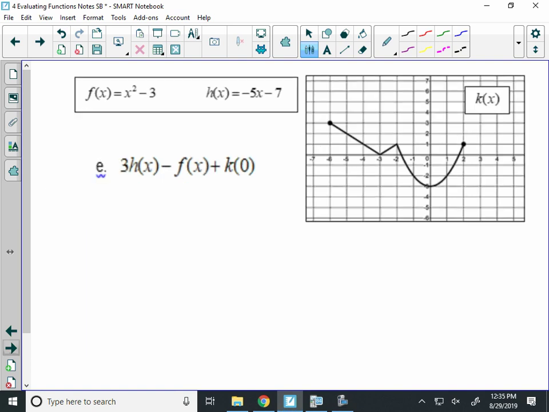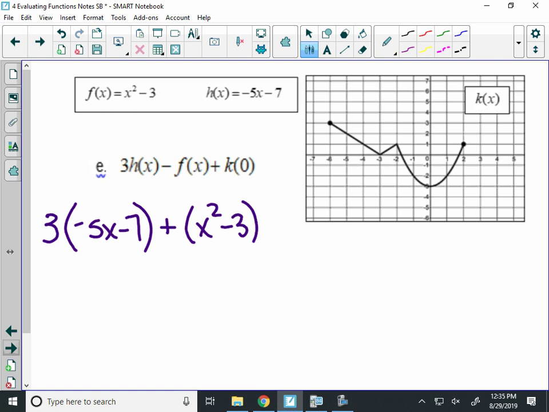Last one. We got all three functions. So we're going to take 3 times h of x. So we'll write it down there. Plus f of x. So plus x squared minus 3. And then, oh no, minus. I'm sorry, I made a mistake. Minus x squared minus 3. And then plus k of 0. What's k of 0? Negative 3 right here. So I'm going to put, just for now, the negative 3 in parentheses because I put everything else in parentheses. Now we'll get rid of them. So we'll distribute. 3 times h of x would give me negative 15x minus 21.